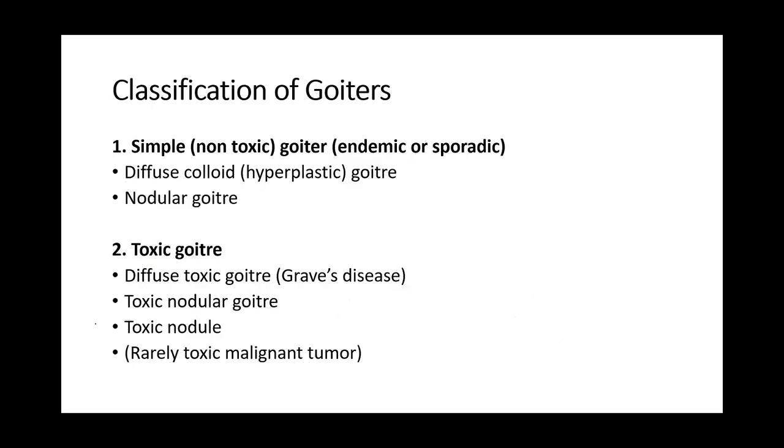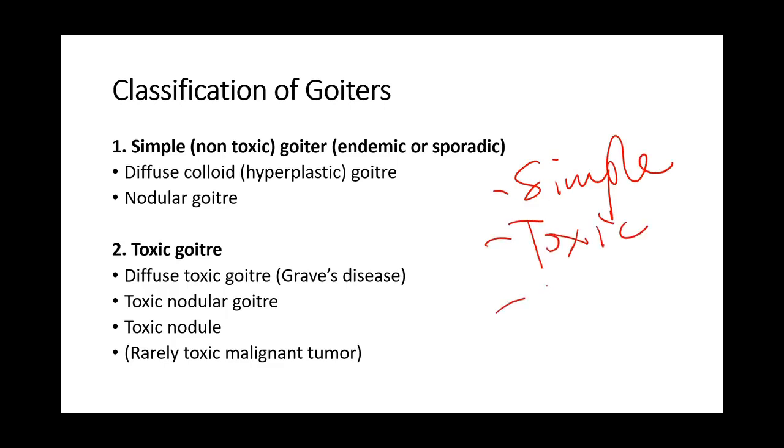Now we'll talk about classification of goiters. Goiters simply mean an abnormally enlarged thyroid gland. Normally, a thyroid gland is not supposed to be visible. When it is visible, it means it is enlarged. So an enlarged thyroid gland is termed goiter. Goiters are classified into simple goiters, okay, toxic goiters, neoplastic goiters, inflammatory goiters.